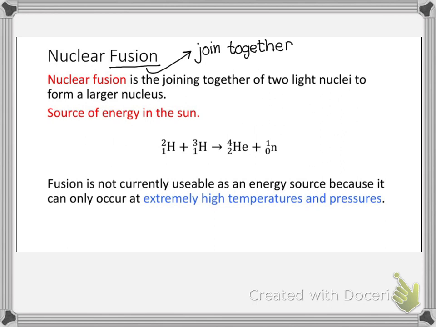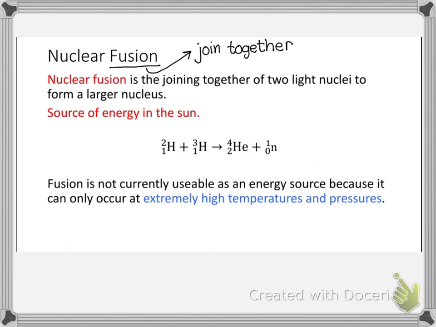So nuclear fusion is when you have small nuclei and you join them together to make a larger nucleus. So it's going small, making bigger. Nuclear fission, which we went over in a different video, that's the splitting or breaking apart. So it's where you have a larger nucleus and it breaks apart into smaller nuclei.